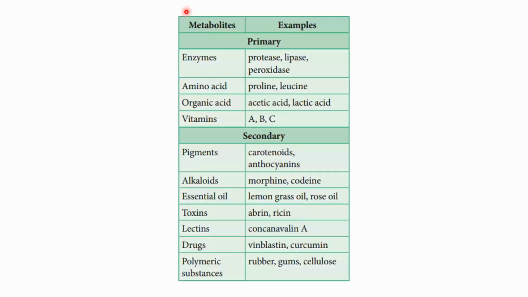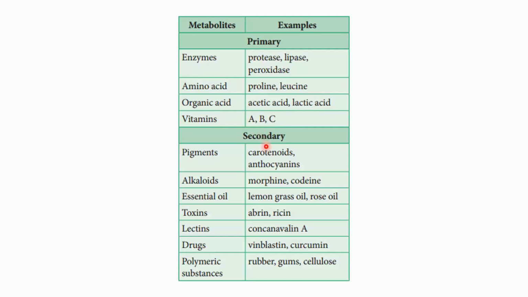This is the list of some primary metabolites and secondary metabolites. So some of the primary metabolites may include enzymes. We know that enzymes have a very important function in the survival and in the growth and development. So enzymes like protease, lipase, peroxidase are examples of primary metabolites. Similarly, amino acids like proline, leucine are examples of primary metabolites. Organic acids like acetic acid, lactic acid are examples of primary metabolites. Vitamins like A, B, C are examples of primary metabolites.